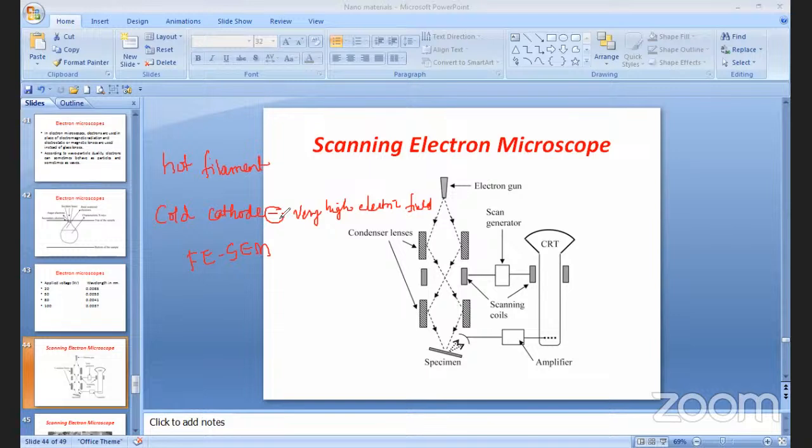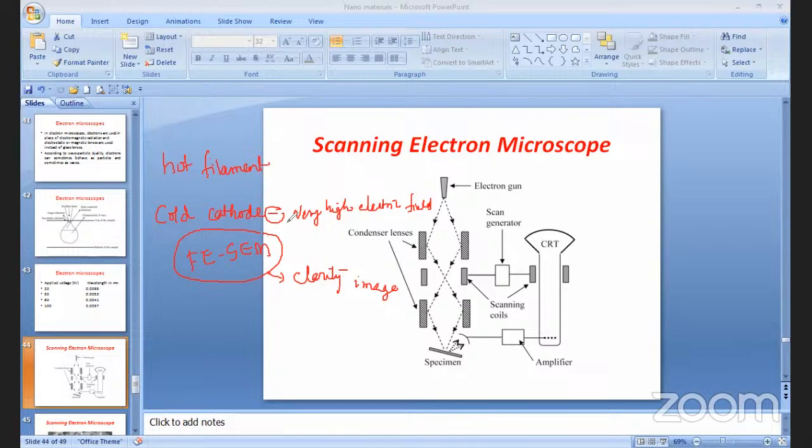And these FE SEMs are able to give better images than the hair filament. If you use this FE SEM, it can produce a good clarity of the image compared to when you use the source as a hair filament. So in general, these FE SEMs are able to give better images than the hair filament SEM.